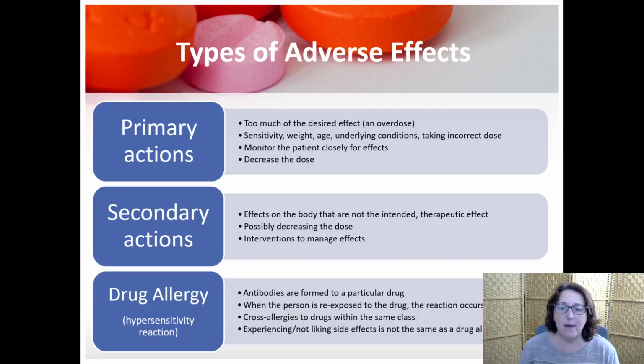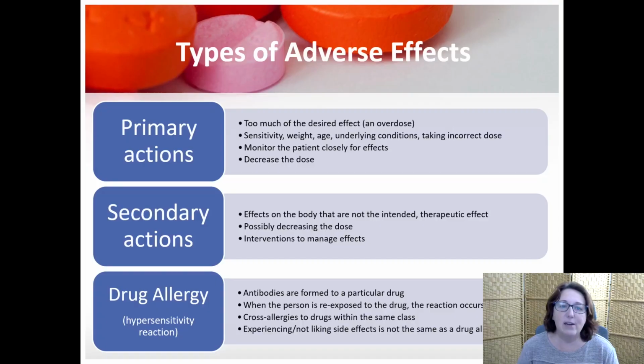Adverse effects can also come from secondary actions. These are actions that are not the intended effect of the drug. So, for example, narcotics are meant to manage pain. However, many patients experience constipation due to the effect of the drug on the GI motility. Constipation is not the intended effect of the drug. So, this is a secondary action.